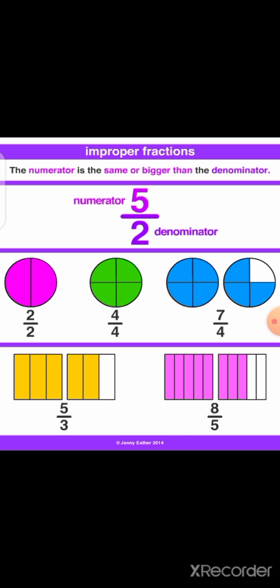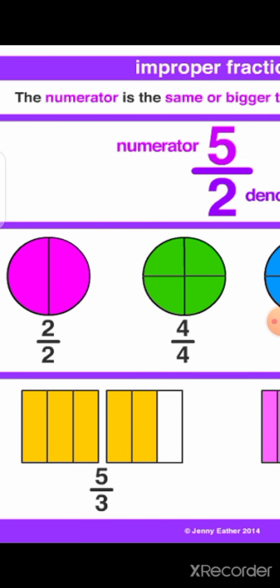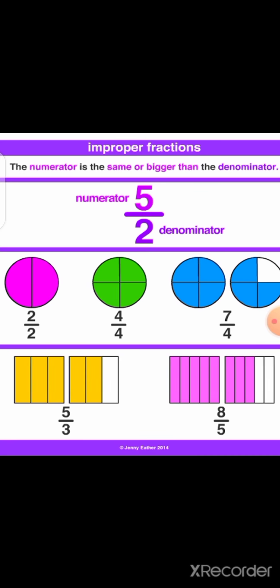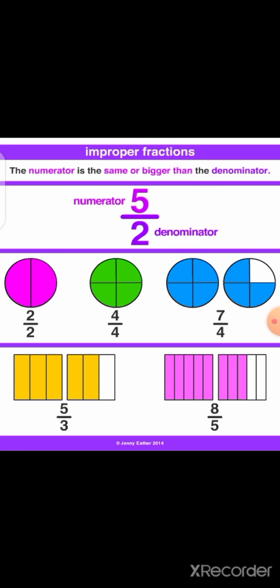In rectangle there are 5 over 3. 5 over 3 means 5 parts out of 3 equal parts. 5 over 3 is improper fraction and it becomes 1 whole 2 over 3. That is equal to 1 whole 2 over 3. This is also example of improper fraction. 8 over 5 is an example of improper fraction. Numerator is greater than the denominator, or in other words you can say 1 whole 3 over 5.